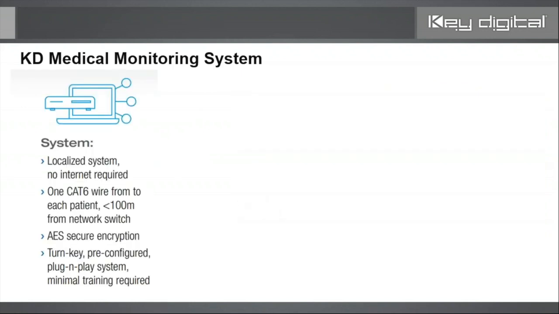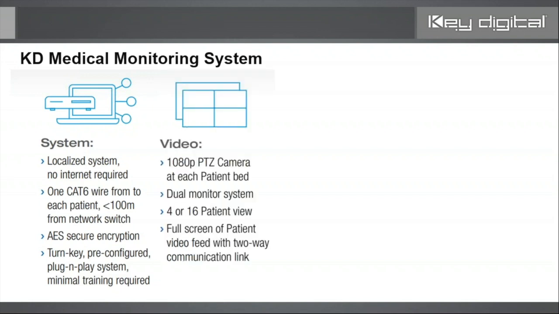So when we look at this system, because it's based on our AV over IP, there's no internet required. It only requires one Cat6 to each patient. It has secure AES encryption, and this is going to be plug and play because we will configure it at Key Digital's offices in New York, verify it before shipping it to you all over the world.